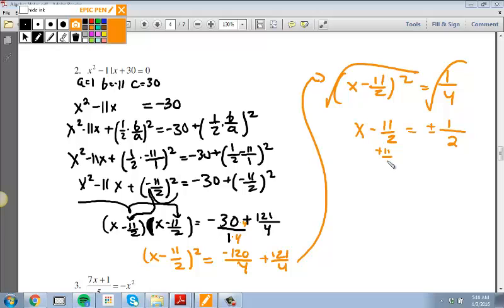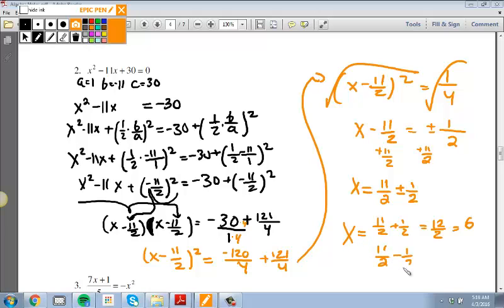Then I add the 11 over 2. Remember, I add it in front of the plus or minus sign. So I have 11 over 2 plus or minus 1 over 2. And that still, again, gives me two answers. It gives me 12 over 2, which is 6, and it gives me 10 over 2, which is 5. I hope that all of you are enjoying this.